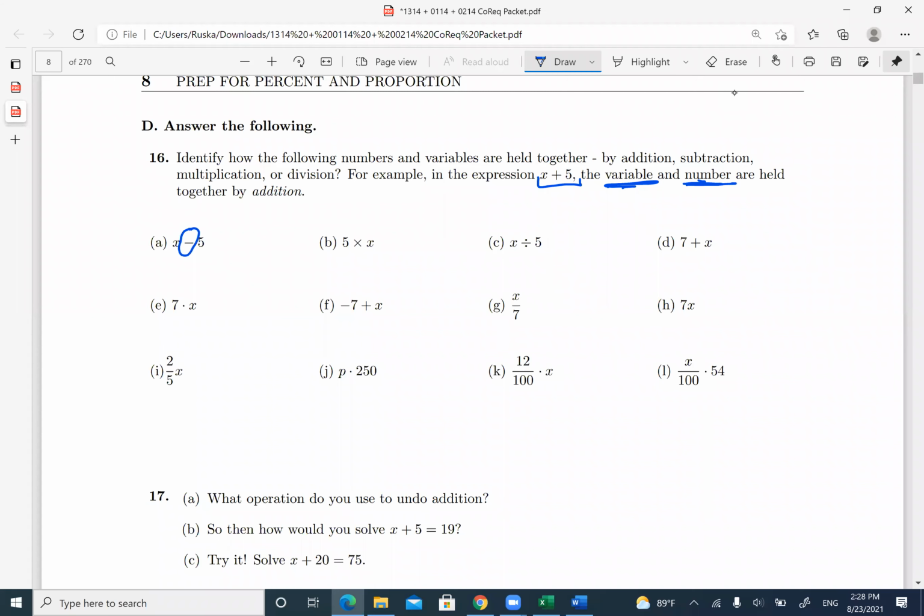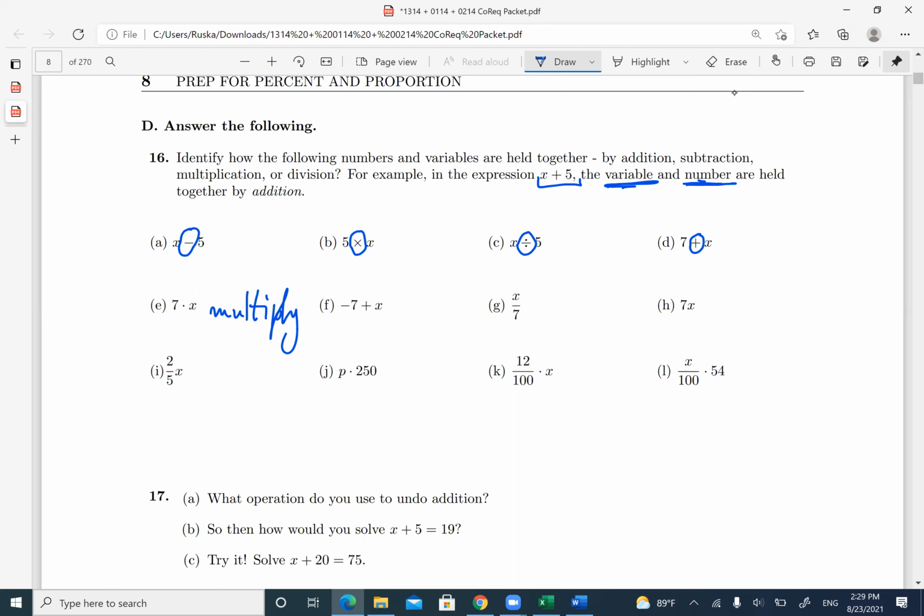Now for B, what is the operation between 5 and X? Multiplication. Now the next one is X divided by 5. The operation is division, right? That's the symbol for dividing. Between 7 and X, plus is addition, right? Now between 7 and X in E, what is the little dot there represent? Multiplication, that's right.